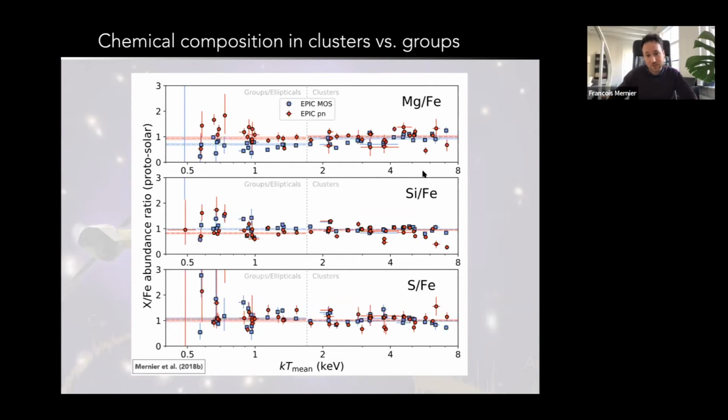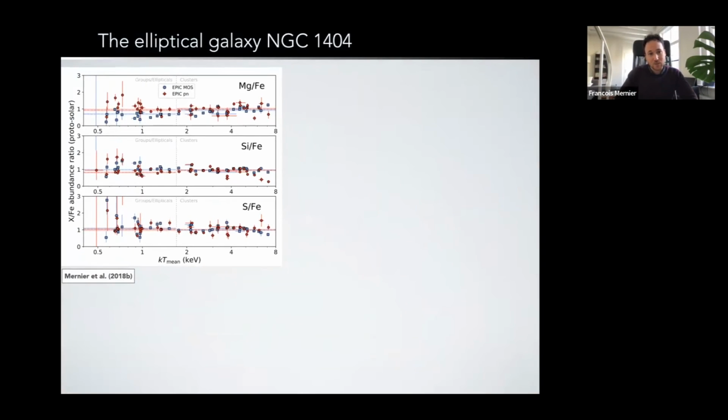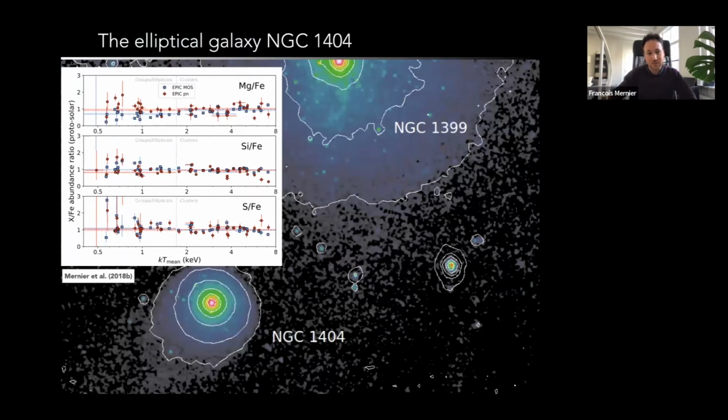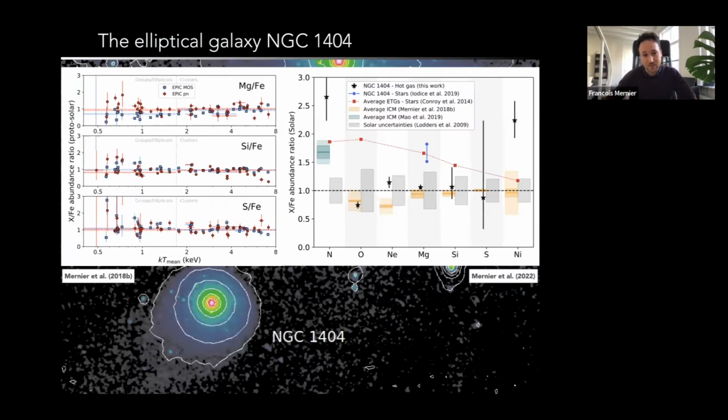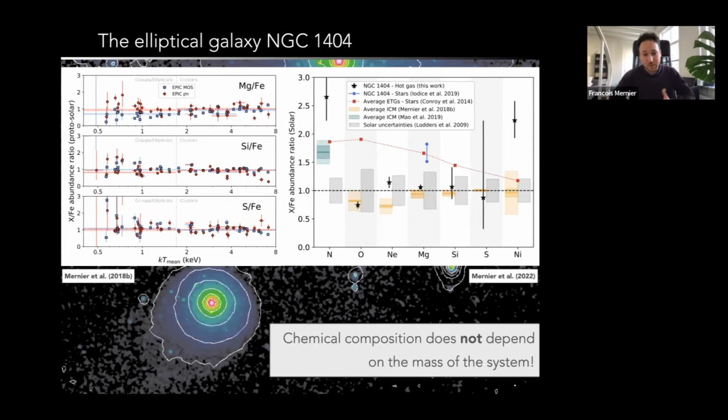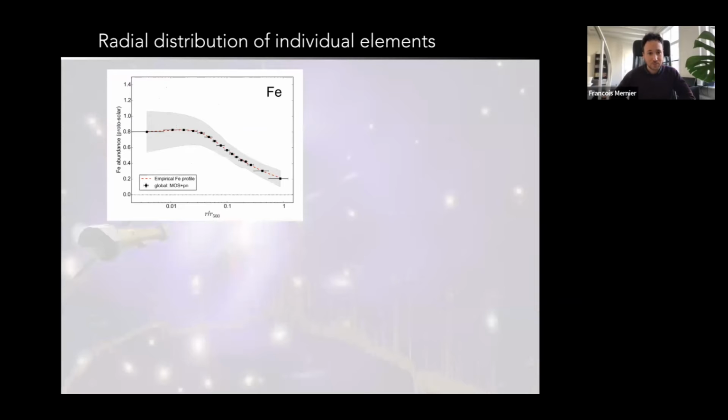But if you really take these alpha over iron element ratios, the trends seem to be flat. What we have done recently is look at very deep data of one single elliptical galaxy, something much further to the left of this plot, and look at its chemical composition, again over iron. Again you see that everything is pretty close to solar, and nicely consistent with what we find in the hotter ICM of clusters. So it seems that the chemical composition does not depend on the mass of the system.